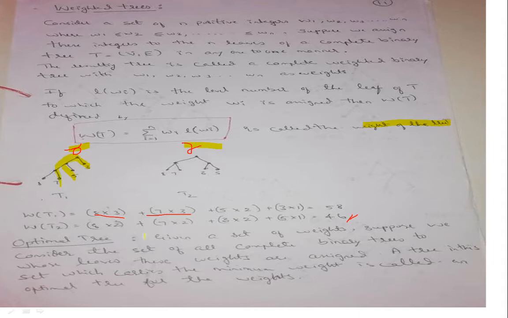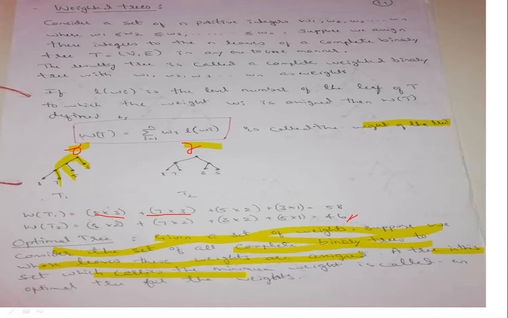Following? Then the optimal tree. What do we mean by an optimal tree? Given a set of weights, suppose we consider the set of all binary trees whose leaves have those weights assigned, and a tree in this set which carries the minimum weight is going to be called the optimal tree for that particular set of weights. Okay, so this is the optimal tree definition.